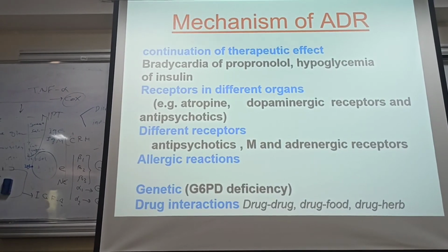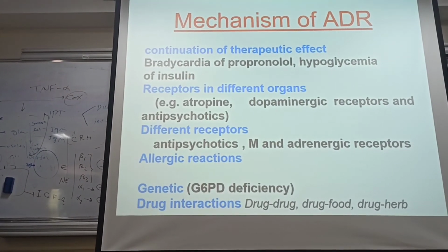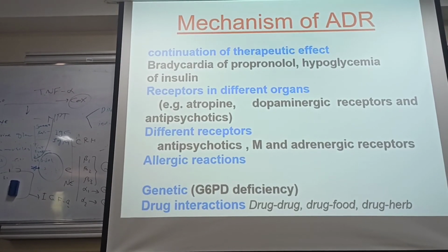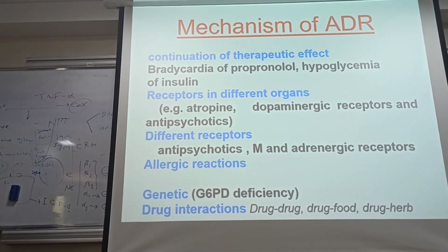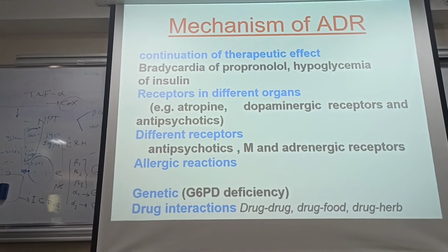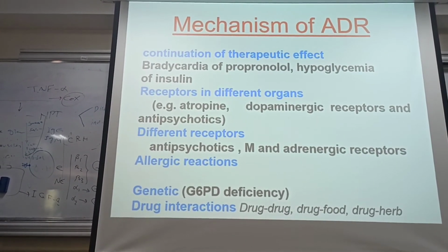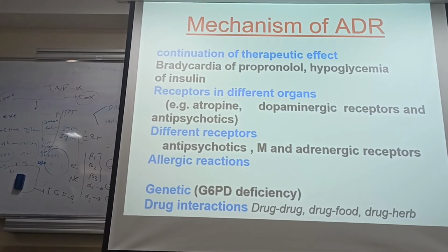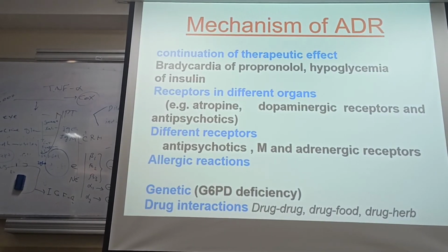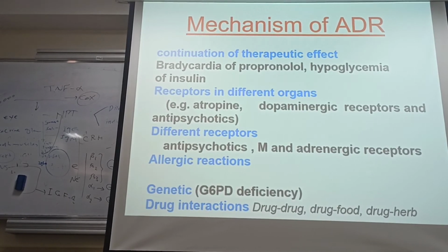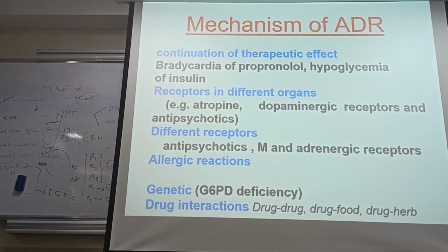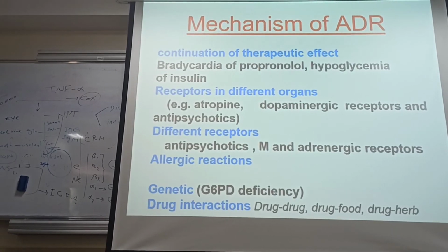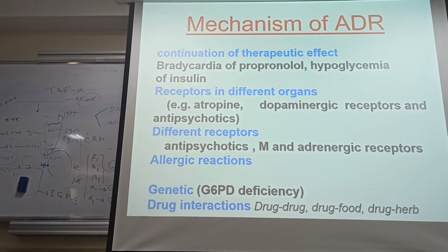Suppose that you use a drug to activate or inhibit muscarinic receptors in the heart. The action on all other sites will be side effect. Suppose that you use the drug for the stomach. All other effects will be side effect. So, a drug may have receptors in different tissues, and when we use the drug, it acts in all of them. So we have a wide range of side effects.